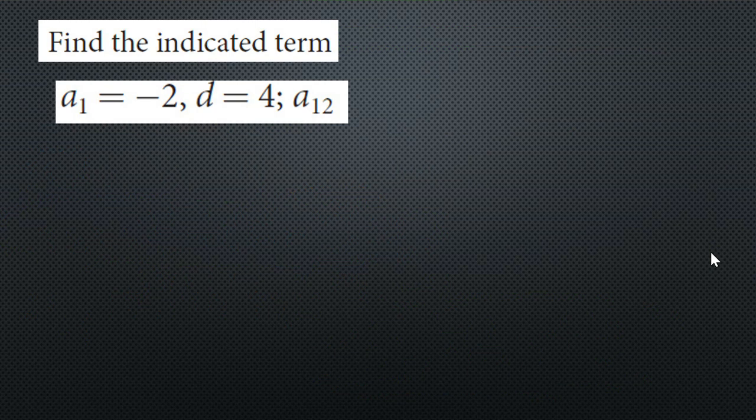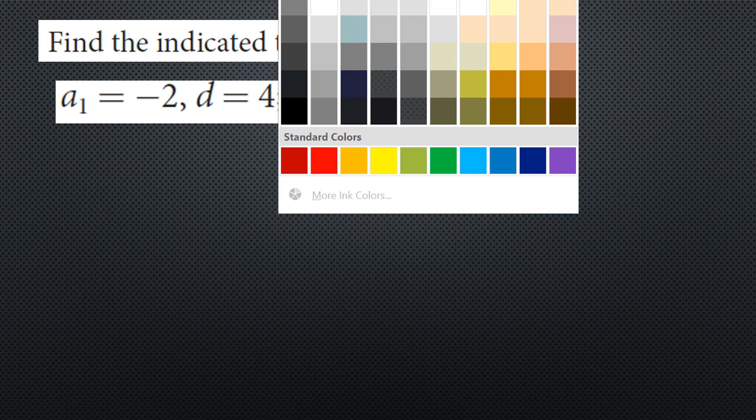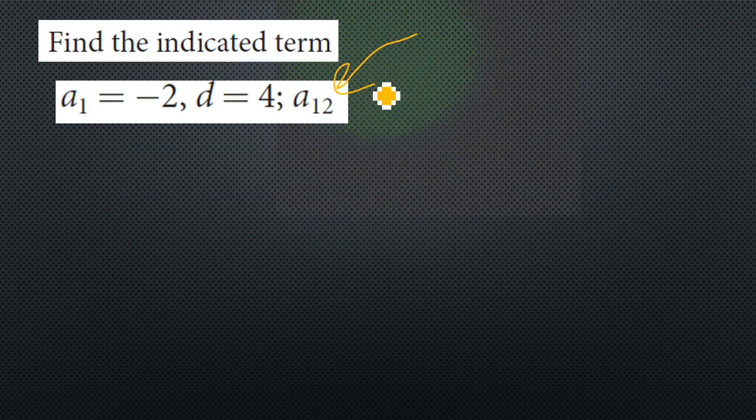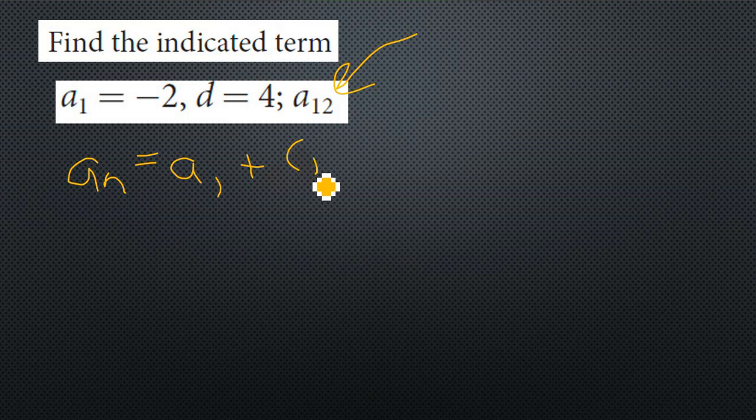It says find the indicated term. So what we're looking for here, the indicated term in this case, is going to be A12. So we're looking for the 12th term of the sequence. Again, remember, we're going to start with our explicit formula. I'm going to write the general formula down one more time: A of N equals A1 plus N minus 1 times the common difference. Now you'll want to memorize that because you'll be using it a lot.